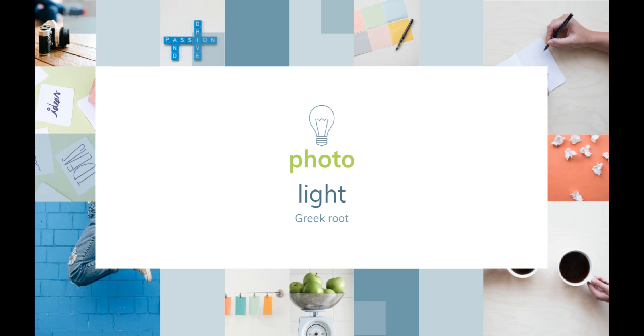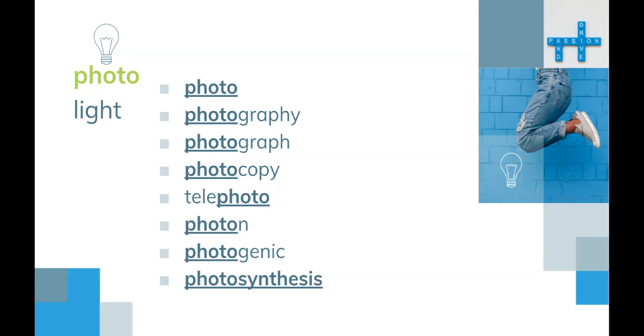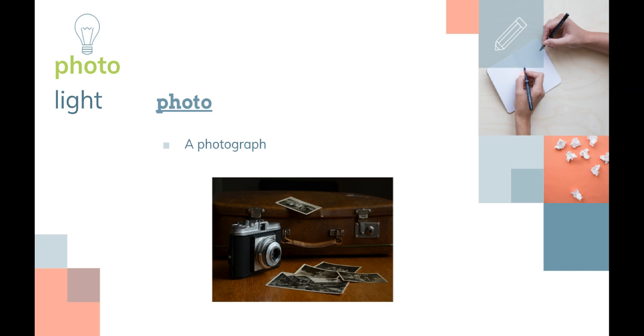So photo is a Greek root that means light. And your words with this root are photo, photography, photograph, photocopy, telephoto, photon, photogenic, and photosynthesis. So your first word is photo. And this is actually just a photograph. It's a shortened word that we use for the word photograph.